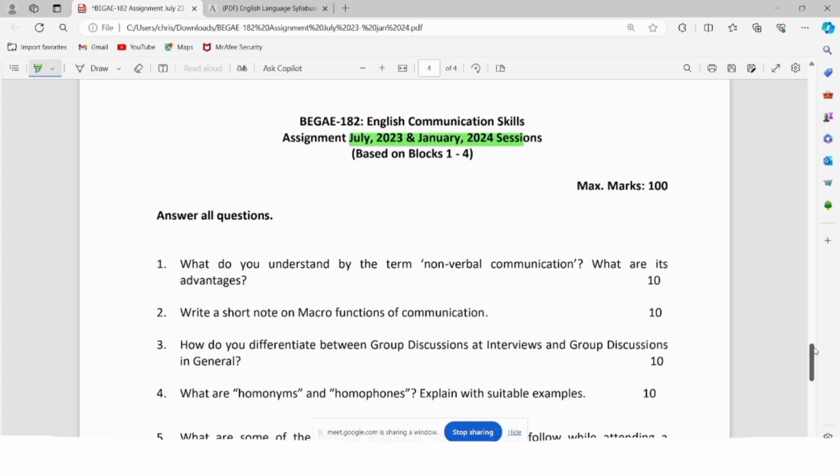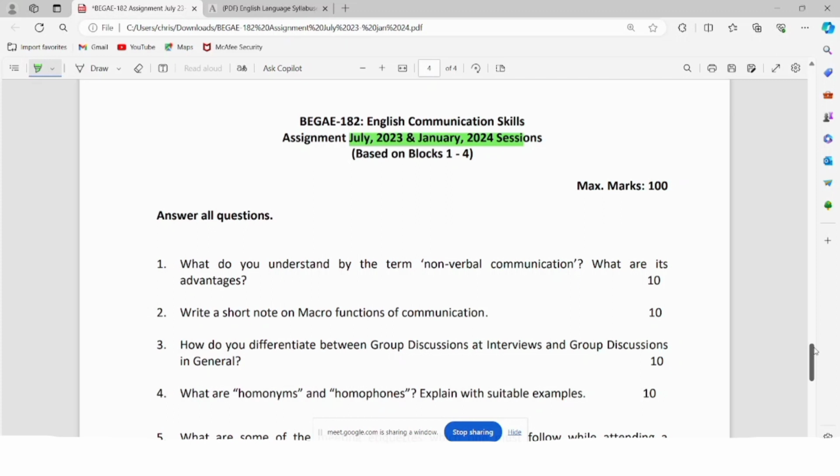So you can start with what is communication. You can write the types of communication, the functions of communication. Thereafter mention this, and you can also attach a suitable conclusion. But even if you write this introduction and conclusion, your core answer should be based on what is given in the question. See, a short note on macro functions of communication should cover most of the answer that you write.